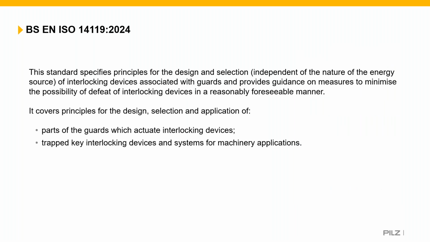So it looks at specifying the principles for design and selection, and it will basically give us details of looking at any type of energy source, so it can be electrical, pneumatic, hydraulic, or whatever it is that we need to control. And it will give us details around the selection and application of the various parts of the guards and their actuators and their interlocks. And also trapped key interlocking devices and the systems and things associated with them, which is one of the key new parts that has been included in this latest revision.